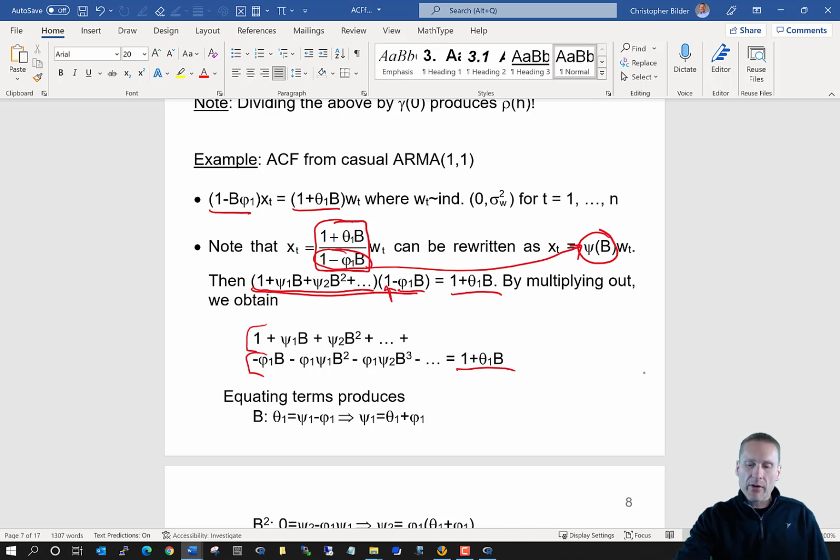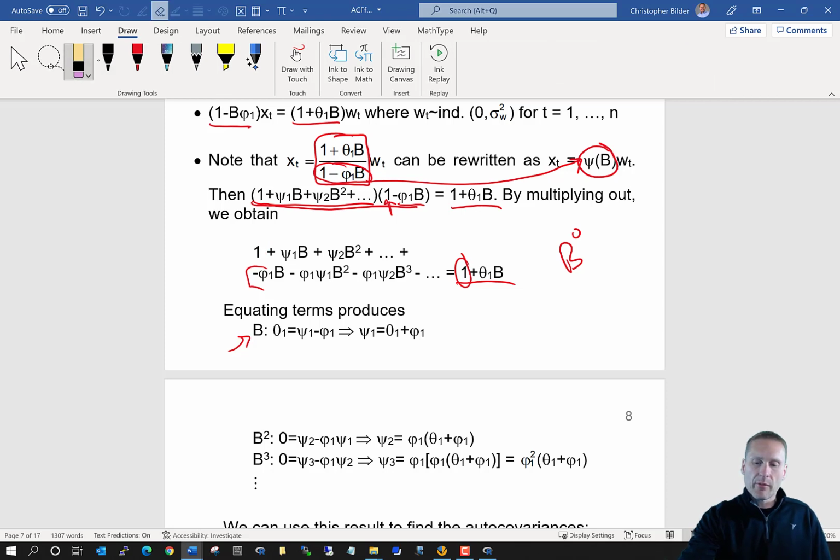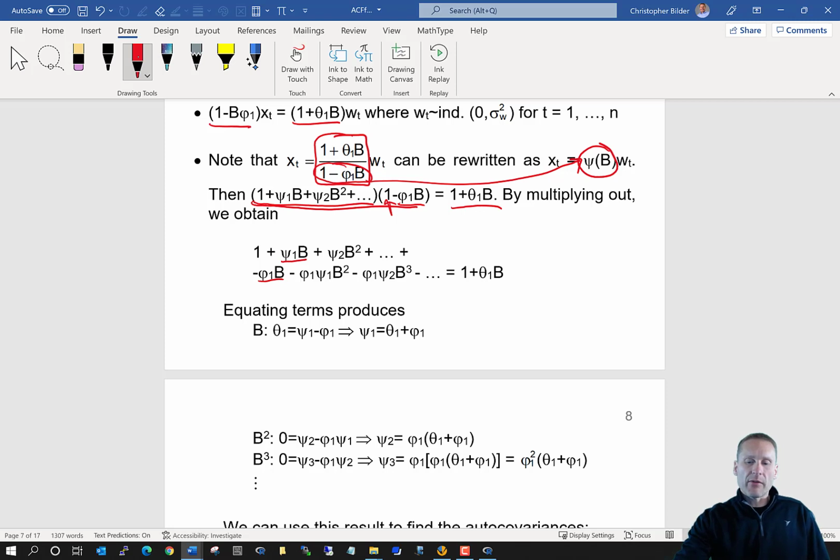So now let's equate powers. Let's start off with b to the 0 power. That will correspond to this one, and so we have equality. That's not much fun, so let's go to b raised to the 1 power. Let me do a little bit of erasing here too, so I can mark this up better. So b raised to the 1 power, we have psi sub 1 times b minus phi 1 times b is equal to theta 1 times b. So that means theta 1 is equal to psi 1 minus phi 1. What is psi 1? Well, it's theta 1 plus phi 1.